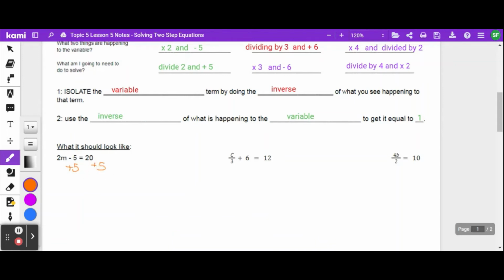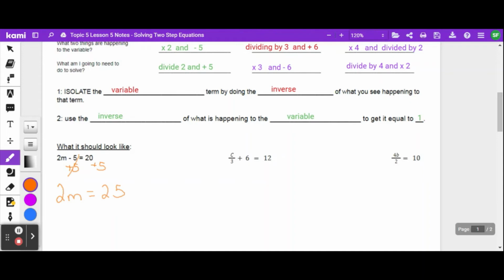And just like our one-step equations, the minus 5 and the plus 5 are going to cancel each other out. That leaves me with 2m on the left-hand side of the equation. And then on the other side, I have 20 plus 5, which of course we know is 25. Once we've done that, we're back to a situation where I have a one-step equation. 2m, meaning 2 times m, or m times 2, equals 25.